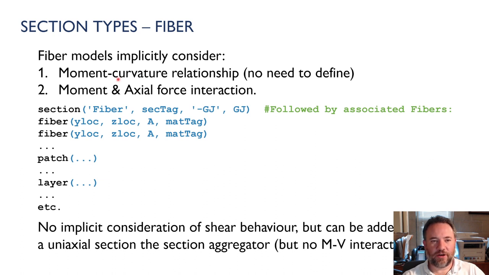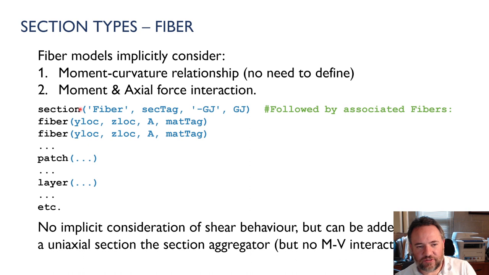As I mentioned before, it includes moment and axial force interaction on the section. So first I define a section that is of type fiber, and I give it a unique tag. If I want to include shear stiffness, I can. This is just a linear shear stiffness. It will not have any nonlinear behavior, and it will not interact at all with the axial moment. But if I have a short beam and I just want to make sure that I'm at least getting some realistic linear shear deformations, I can include that.